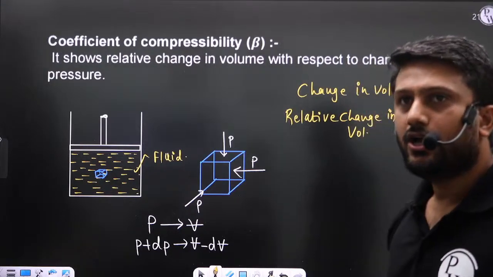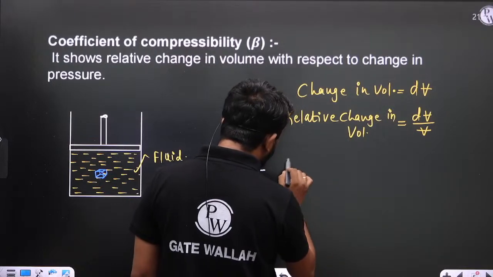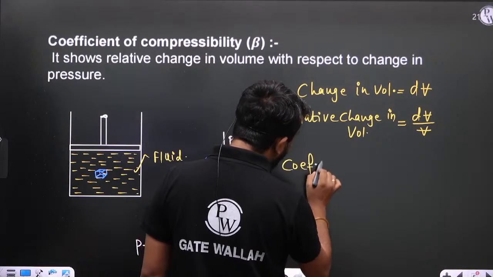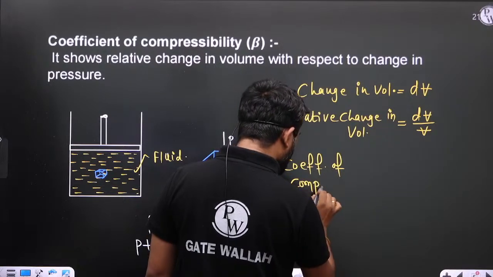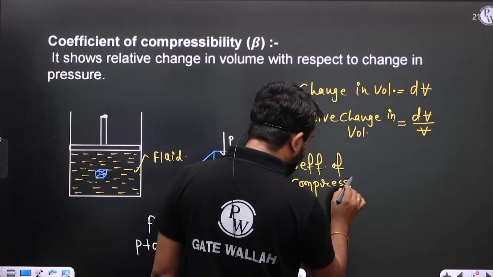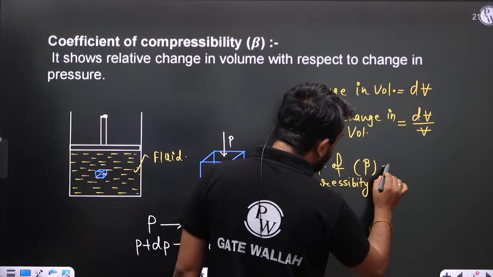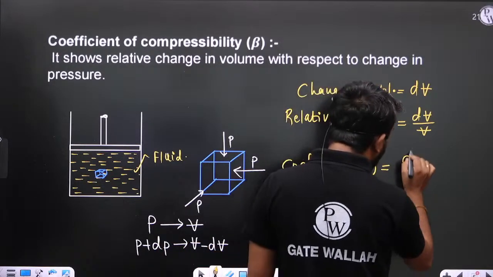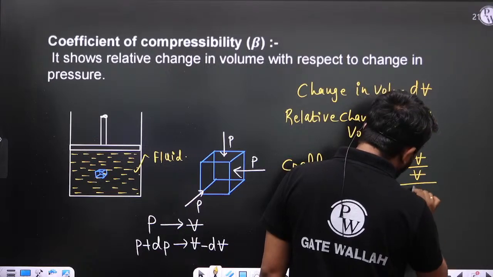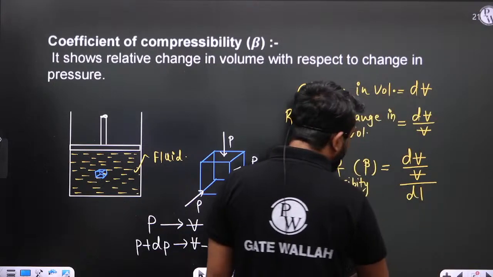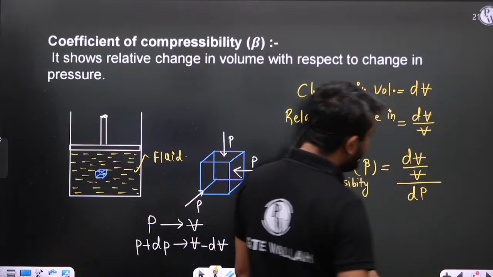Is it fine? So what is actually the compressibility? What is the coefficient of compressibility? So the coefficient of compressibility, beta, is equal to the relative change in volume with respect to change in pressure.